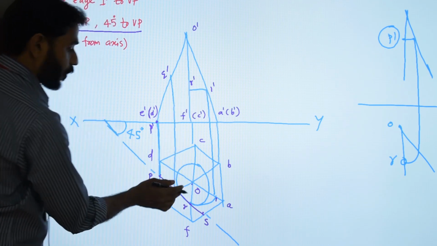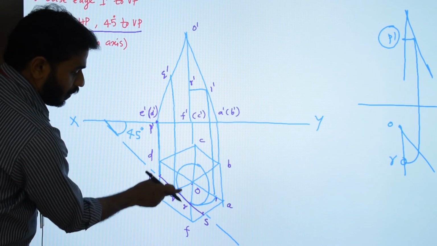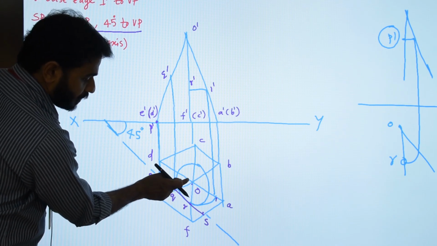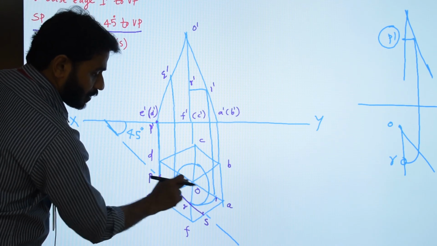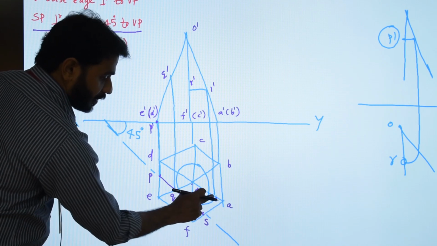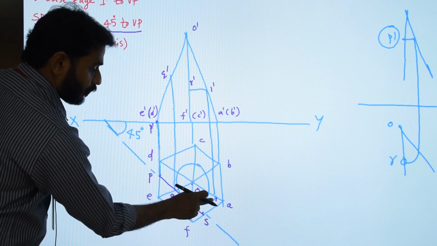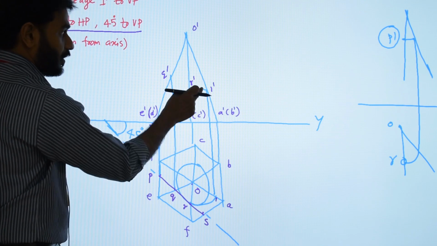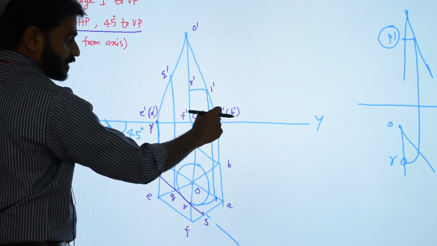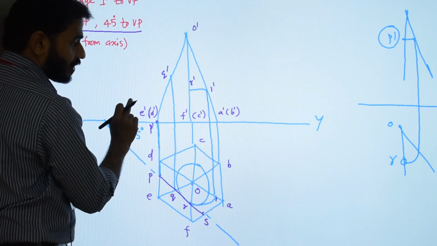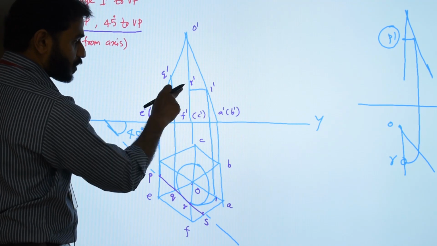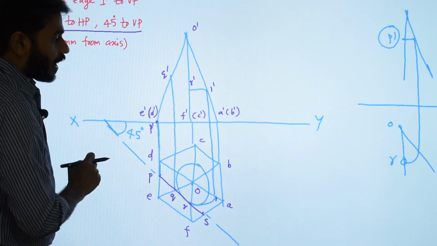So this is how we solve this problem. We draw an arc with O as center and OR as radius to a known slant edge OA. We get the cut point 1. Now from 1 you draw a perpendicular projector to the front view of the slant edge O dash A dash. We get the cut point 1 dash. Now from 1 dash we draw a horizontal projector to get R dash.